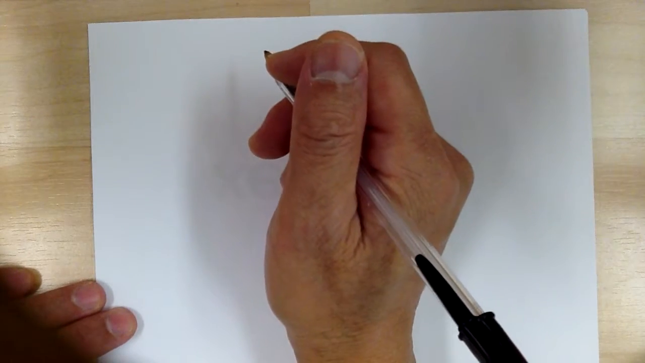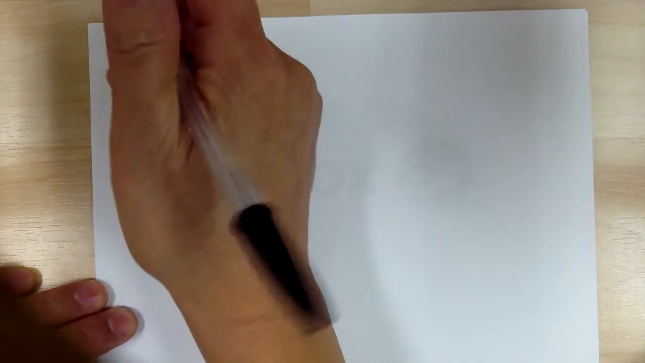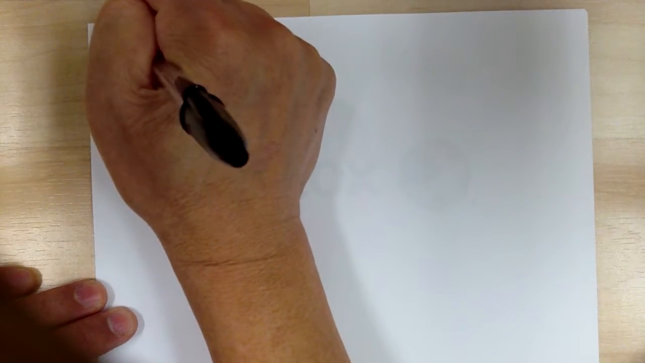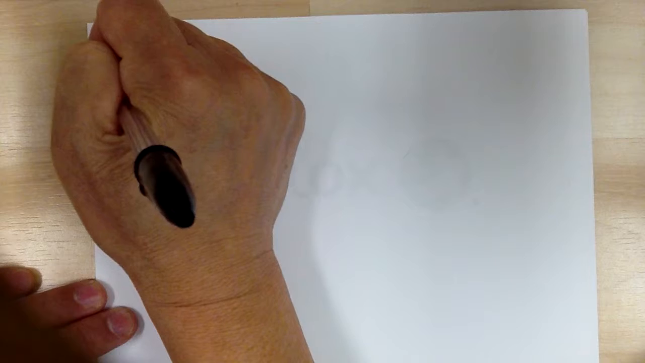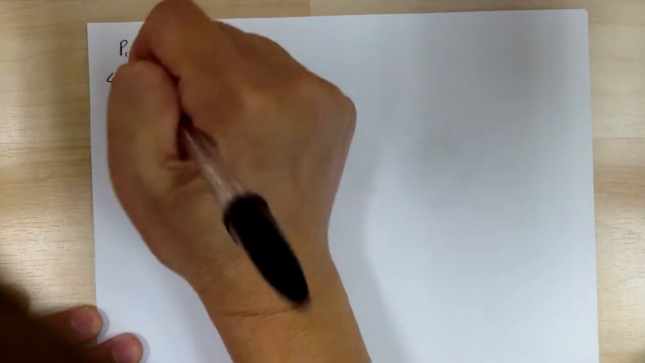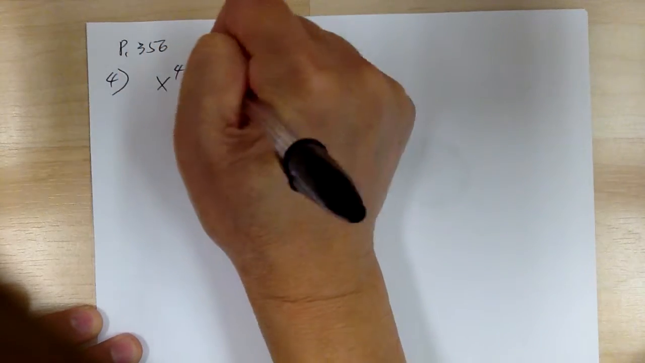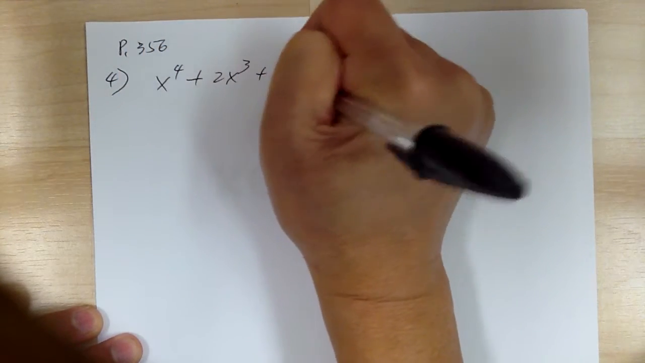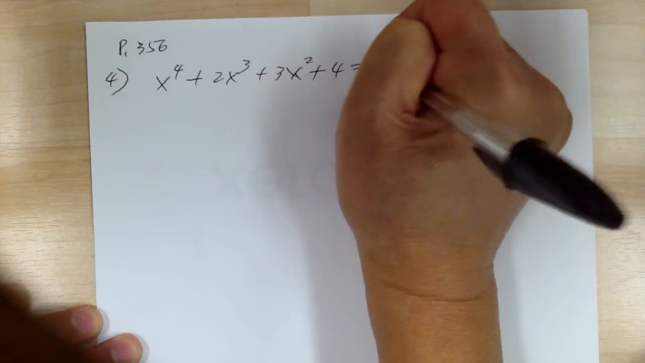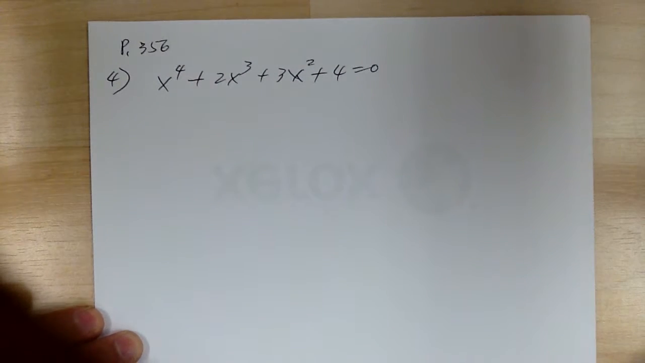And if you know your R1, R2, R3, a lot of points are super easy. Okay, so let's go to page 356. Let's do number 4. It says list the possibility for the nature of the roots of each equation. So number 4, you have x to the 4 plus 2x to the 3 plus 3x squared plus 4 equal to 0. So this one, they want to write down the possibility of how many positive answers you may have, how many negative answers you may have, how many imaginary answers you may have.